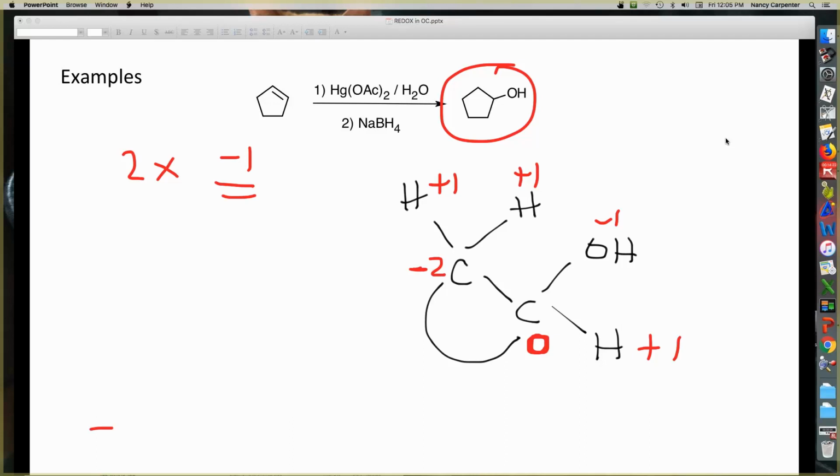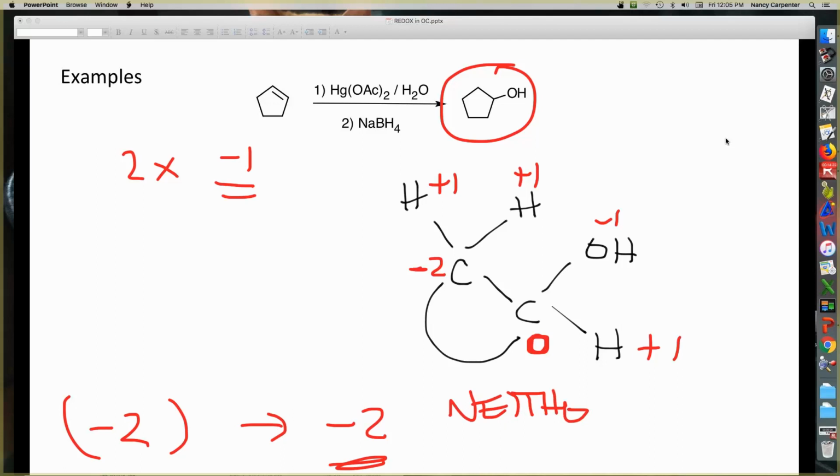Well, -2 goes to -2. So this is neither an overall reduction or an oxidation. You can say that, yeah, that carbon was reduced and this carbon was oxidized, but when you take it as a whole, this is neither an oxidation or reduction. It's just a functional group interconversion.